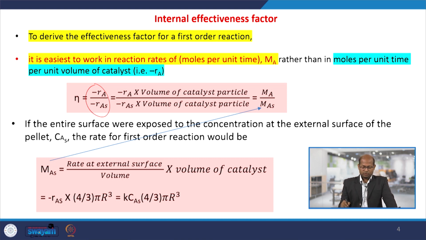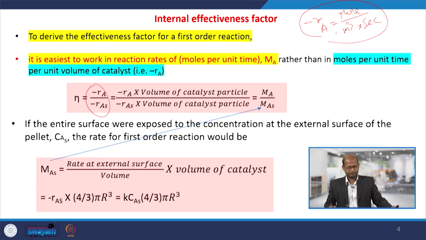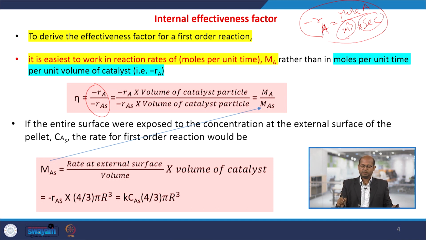So, rate is usually expressed as moles per unit volume per unit time, that is, moles of A decomposed per unit volume per unit time. If we multiply that by the volume, then the rate would be moles per unit time. So, this way we express the rates.